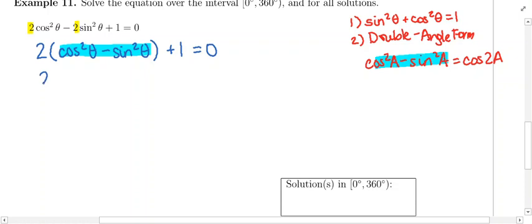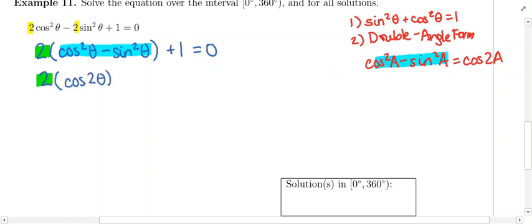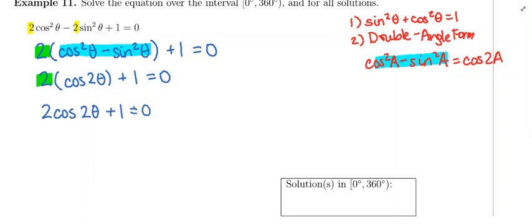This 2 stays here. This green 2 is this green 2. What's in parentheses, cosine squared theta minus sine squared theta, is going to turn into the cosine of 2 theta. We still have the plus 1 equal to 0. So what we have so far is that we've converted the original equation to 2 times the cosine of 2 theta plus 1 is equal to 0. We are trying to solve for theta. What values of theta make the original equation a true statement?